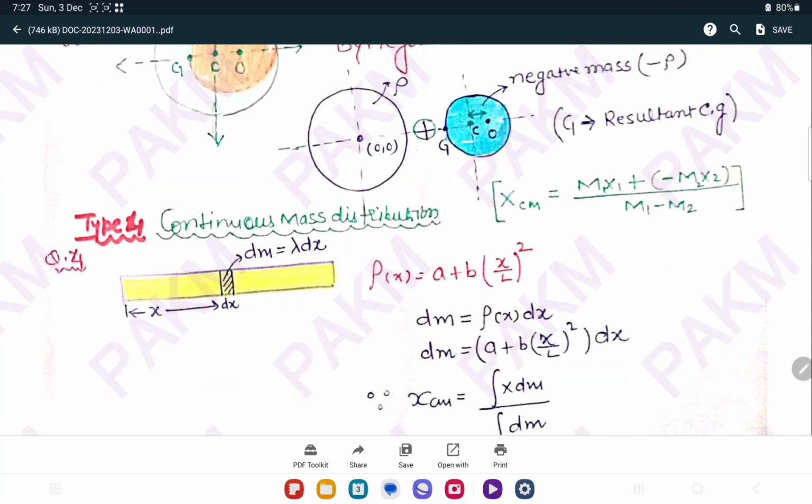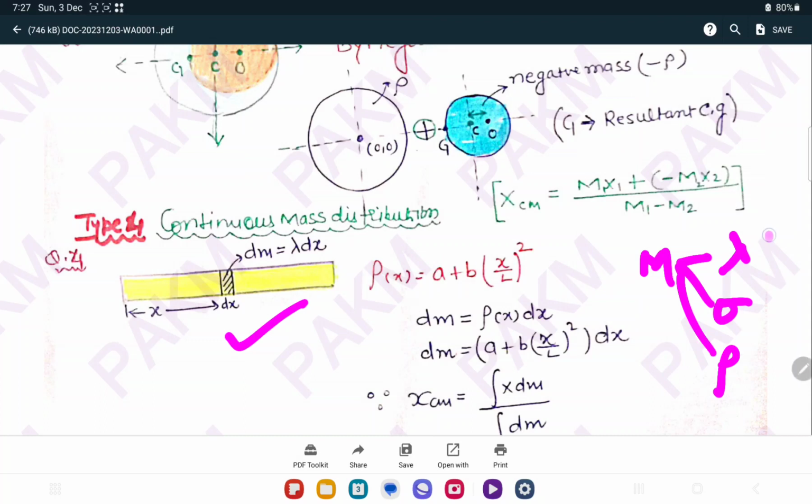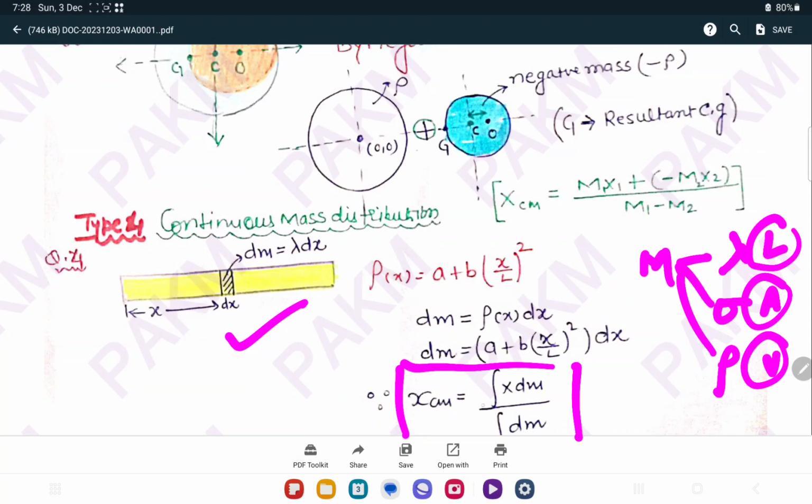Now the fourth type is based on linear mass. I told you the mass will be of three types: linear mass, areal mass denoted by sigma, and volume mass. Length distribution, areal distribution, and volume distribution. This way you can calculate first, because here we are going to use the formula for xcm and ycm. XCM is x into dm.